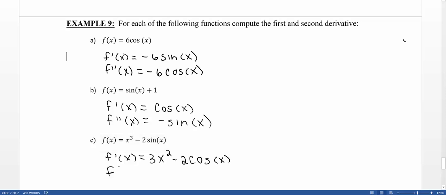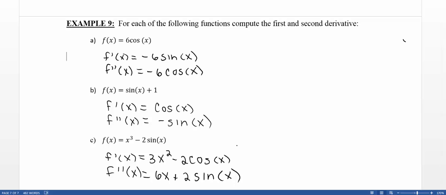And our second derivative, the derivative of 3x squared is 6x. And now the derivative of cosine is going to be negative sine. So the negative from the negative sign will cancel the negative in front of the 2. And we get plus 2 sine x. So the second derivative is 6x plus 2 sine x.